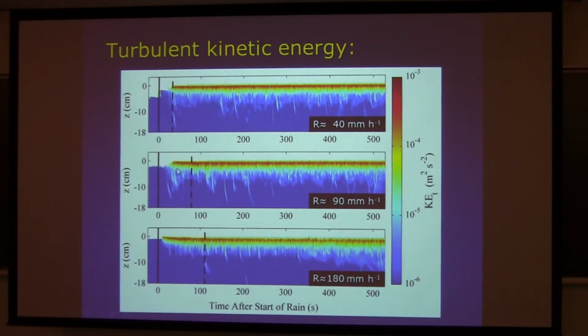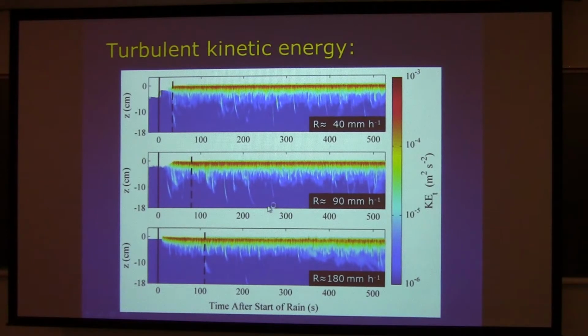At 90 millimeters per hour, that high intensity turbulence region is a little deeper, that secondary layer is further deeper, and the intermittent raindrops that penetrate past it are more frequent and make it to a deeper depth of about 15, 16 centimeters.